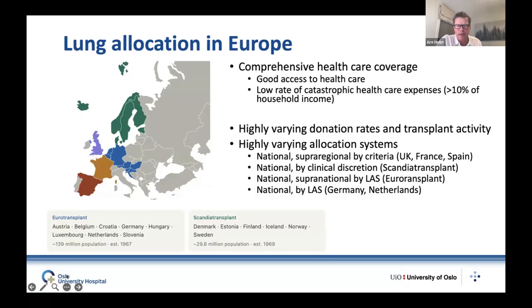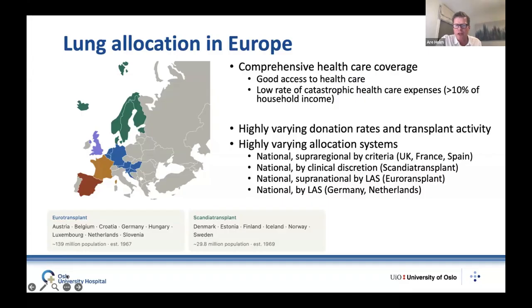That's very rare in most European countries, or at least in the Western European countries. That said, you have a highly varying donation rate and transplant activity between these countries. For lungs, it's, I think, 2 per million inhabitants in the United Kingdom, and it's 6 times as much in Belgium, for instance. There are also highly varying allocation systems.